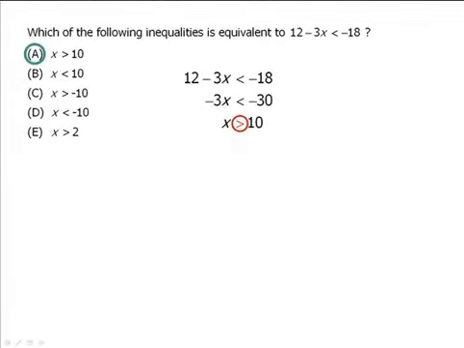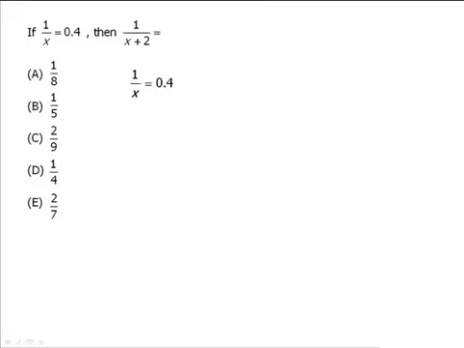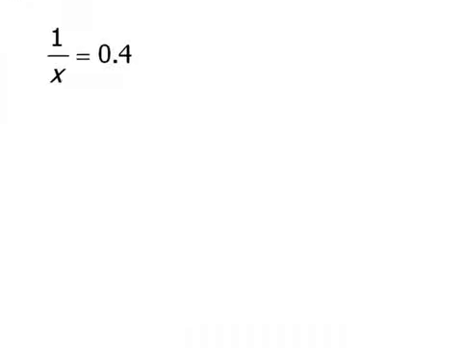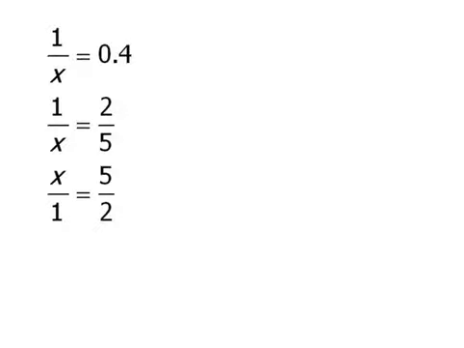Our approach will be to first solve this equation for x, and then once we know the value of x, we can evaluate the expression 1 over x plus 2. So let's begin. To solve for x here, a quick way is to first replace 0.4 with its fractional equivalent, 2/5. Notice here that we can now find the reciprocal of both fractions to get x over 1 equals 5 halves. And of course, x over 1 is the same as x. So we now know that x equals 5 halves.